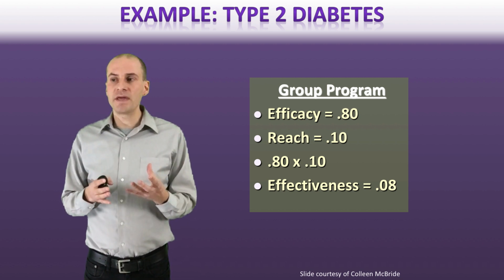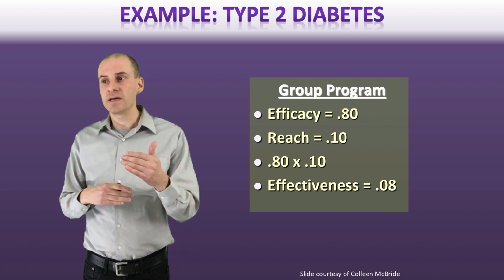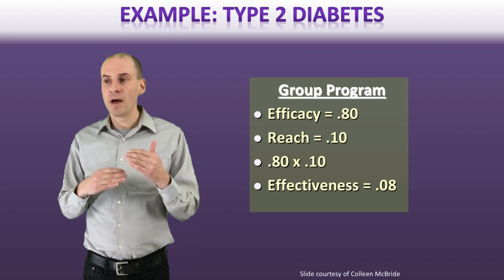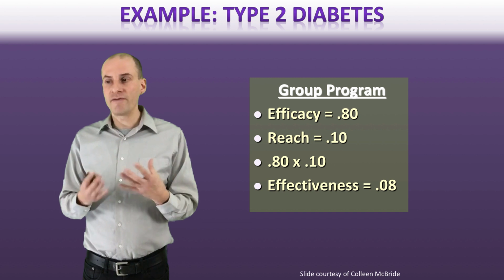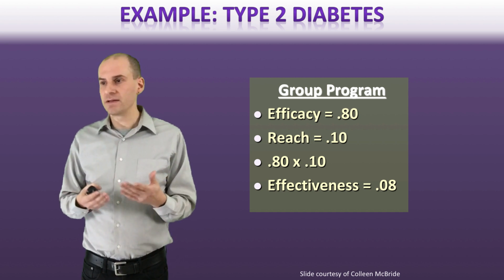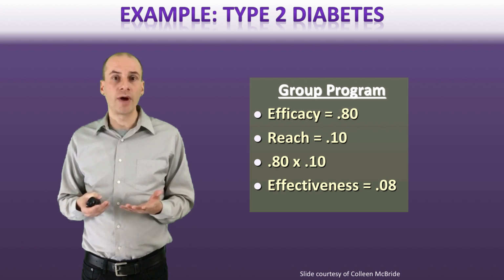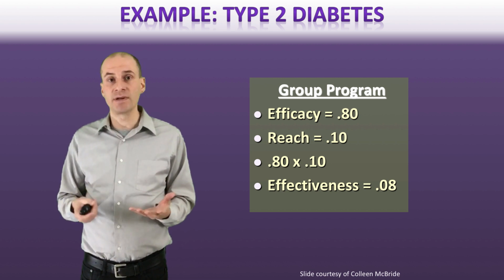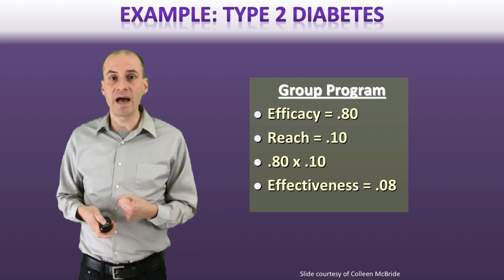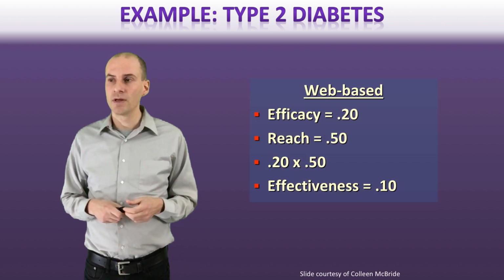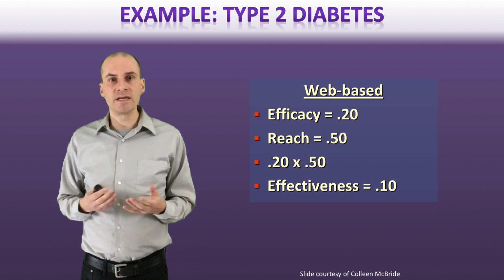So the point here being that you have a high efficacy group program, but it has low reach. Well, if you multiply that out, 0.8 times 0.1, you have a rough effectiveness of 0.08, right? Because you're just not reaching as many people, even though it's making a big impact for the people that it does reach. Well, let's compare that to a web-based program.